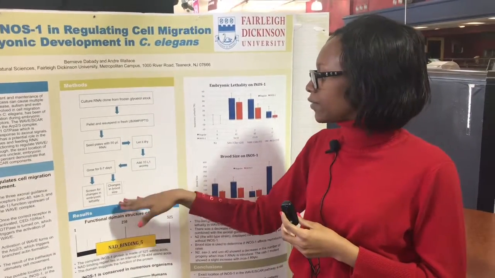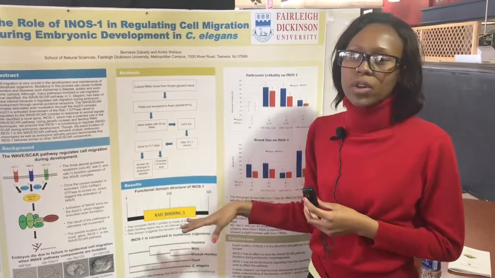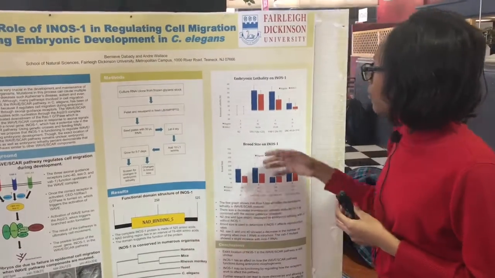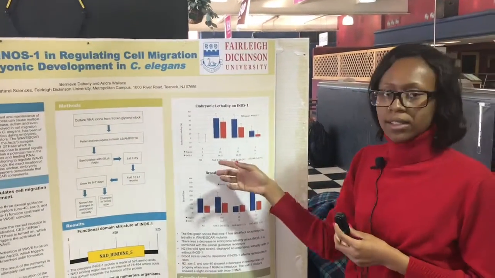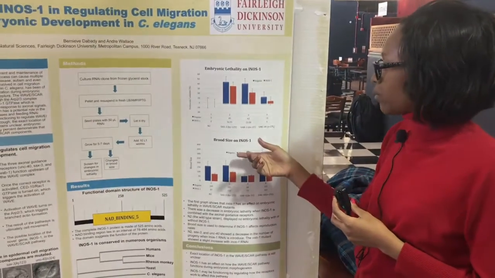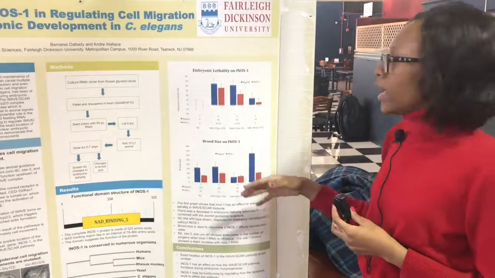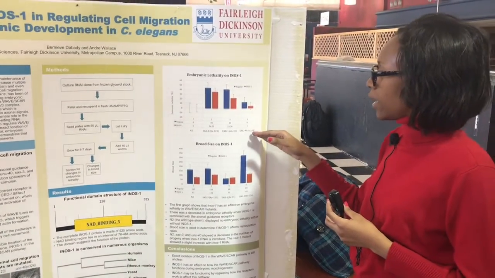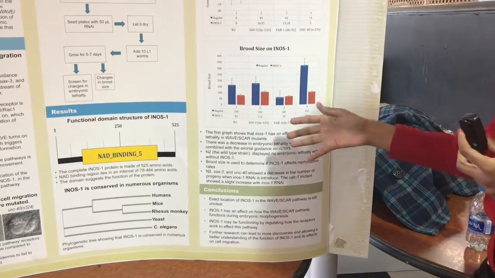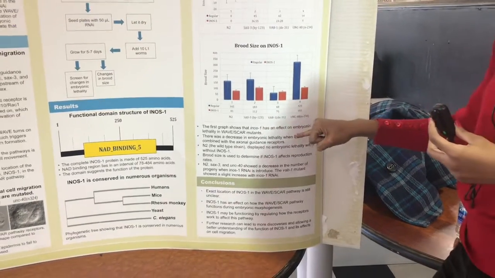Brood size is different from embryonic lethality because brood size tells you how the gene affects the phenotype of the worms. From my results, you can see a regular SAX3 without the gene is about 45%, but when it's added with the gene, it went down. The same with VAB1 and UNC40. So the brood size also shows you the many differences between when those receptors are added with INOS-1.